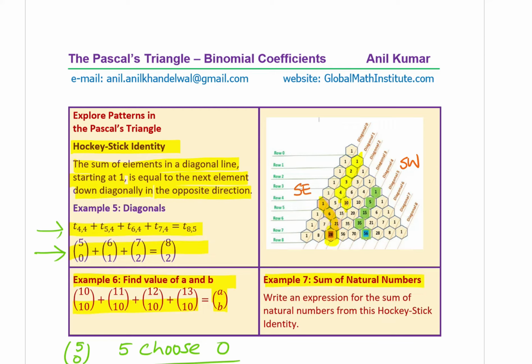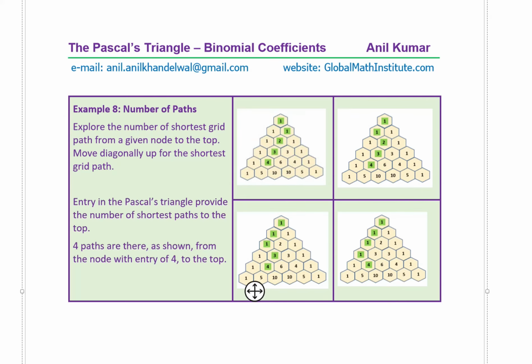Example 7 is sum of natural numbers. Write an expression for the sum of natural numbers from this hockey stick identity. Well, you've already seen this is the magic, and that gives you the sum of natural numbers. Correct? You can see, where will it be always? It will always be at that diagonal on the right. So accordingly, name it in this fashion, which is term number fashion or binomial coefficient fashion. So I've left that for you to answer now. Let's move on and take the next example, which is example 8.